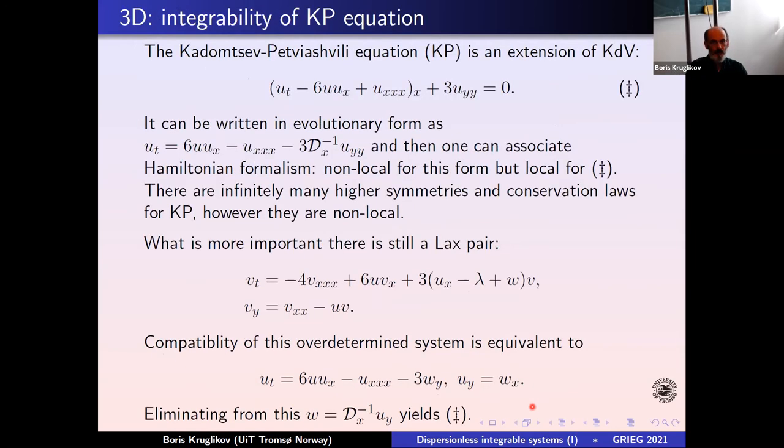Okay, now let us step to 3D. And in 3D, I'd like again to tell a phenomenological story and not discuss general theory, because actually there's no general theory. There are a lot of observations, a lot of methods, right? But there are not that many theorems, like for every integrable equation, something. Okay, but we'll try to improve the situation later, and we'll discuss dispersionless systems.